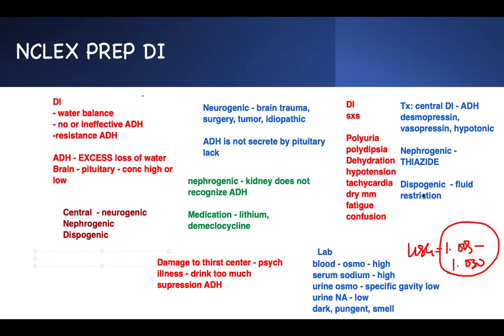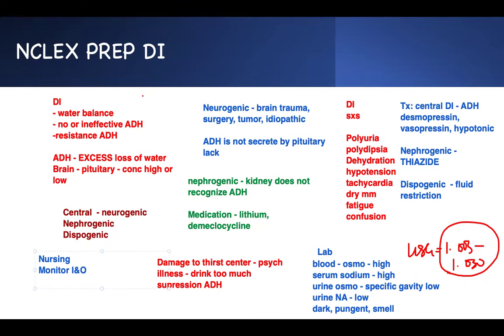And desmopressin does not solve nephrogenic, a kidney problem, because the kidney does not recognize ADH, so even if you give it, it's still not going to work. It works for central. In all of them, nursing care is the same. You have to do certain things as a nurse. First, monitor intake and output.